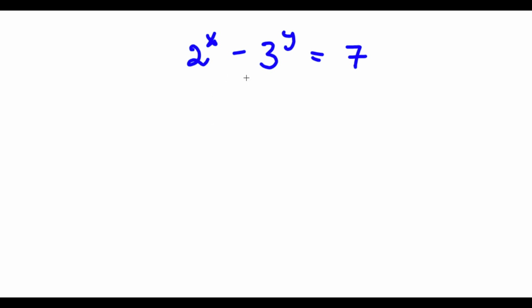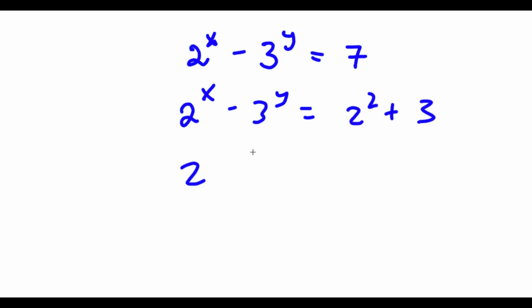Alright, so in this problem, I have 2 to the power of x minus 3 to the power of y equals 7. So I'm going to first rewrite this as 2 to the power of x minus 3 to the power of y is equal to 2 squared plus 3. Now I'm going to subtract 2 squared on both sides and add 3^y on both sides.